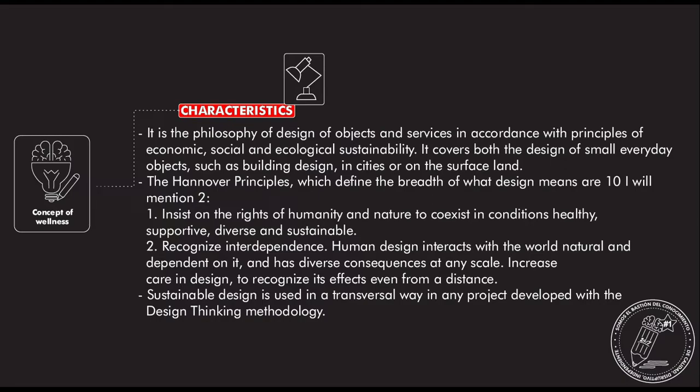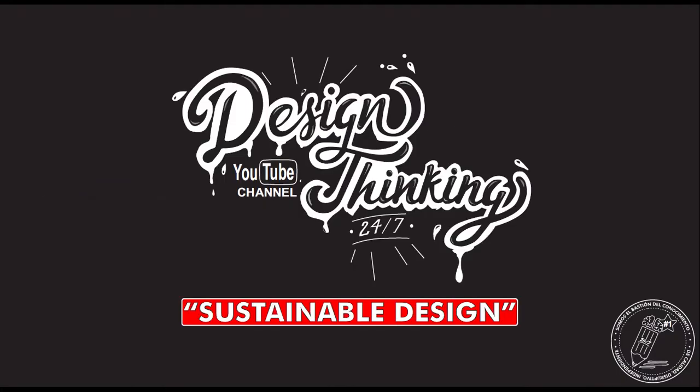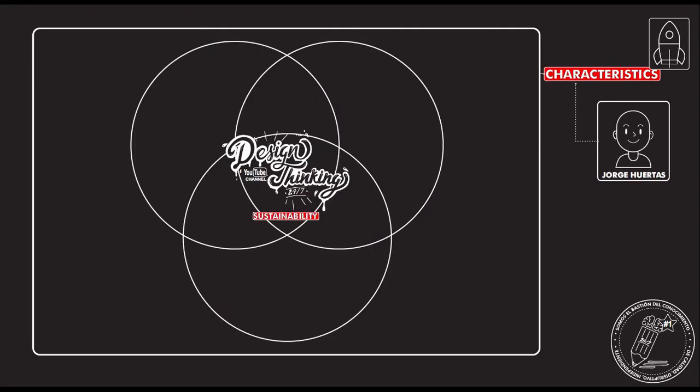Sustainable design is used in a transversal way in any project developed with the design thinking methodology or any other agile methodology. Okay, so when we are talking about sustainable design, we're talking about a concept, but also it's a philosophy that promotes that every development should take care of the environment, and the process of developing that product or service should be promoting wellness to nature. Okay, so this is the structure of sustainability.